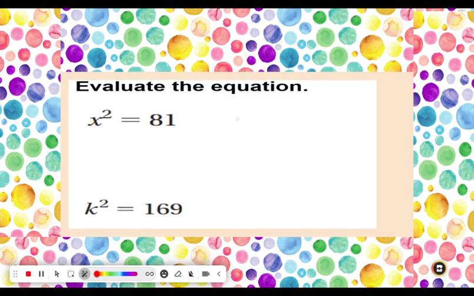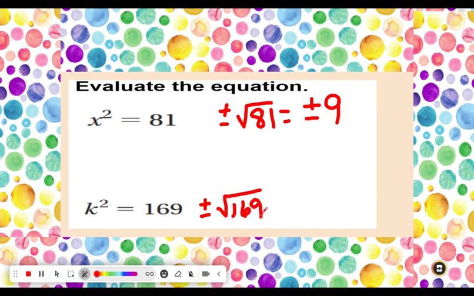Okay, evaluate the expression. Here, something squared equals 81. What times what is 81? Once again, you could think of this as the positive and negative square root of 81. So your answer is going to be positive or negative 9. Same thing, k squared equals 169. So positive, negative, square root of 169. What times what is 169? 13, good. So positive, negative 13 is our answer for that one.